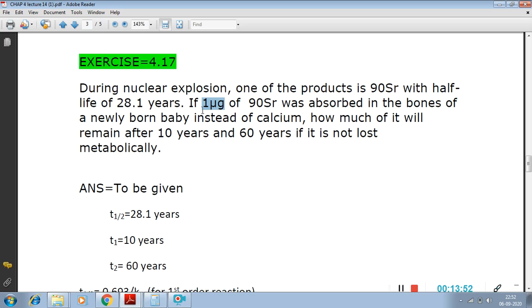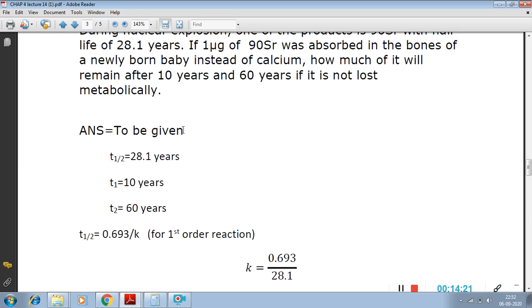Now time passes, and within this time this 90 strontium will decay. So after 10 years and 60 years, how much of that compound will remain in that baby's body if the compound is not lost metabolically? How much of that compound is there after 10 years and 60 years in that baby's body, that we are going to find out.